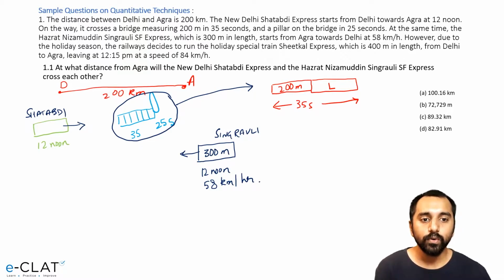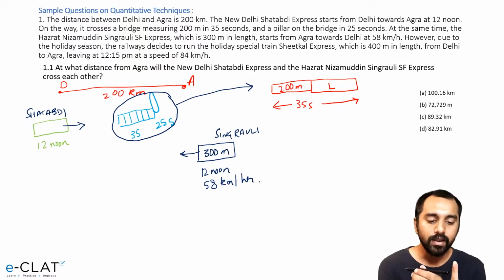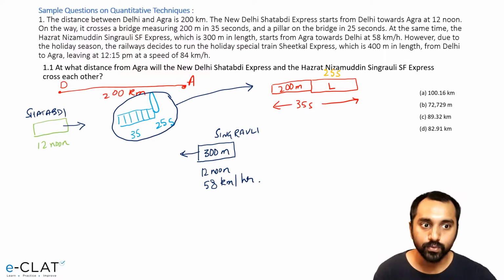So if this is my train and it is crossing this pole, that means if it crosses this pole in 25 seconds, the whole length of the train has been covered in 25 seconds. So how much time is left to cover just the platform? That is 10 seconds. So using this information, we can find out the speed. Our speed would be 72 kilometers per hour.